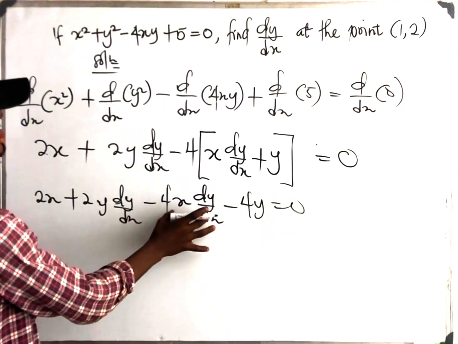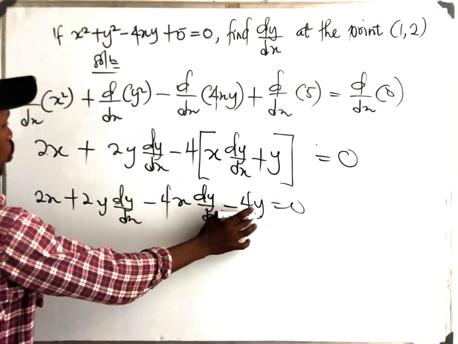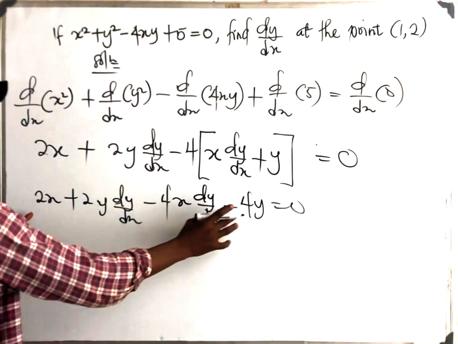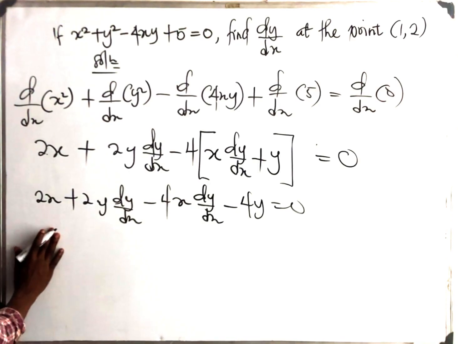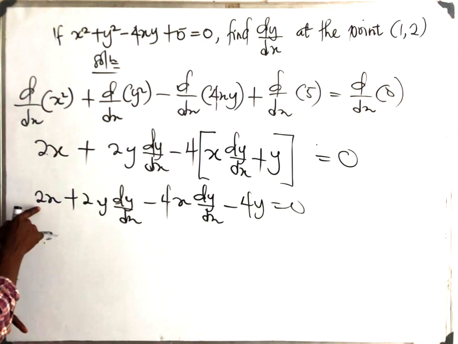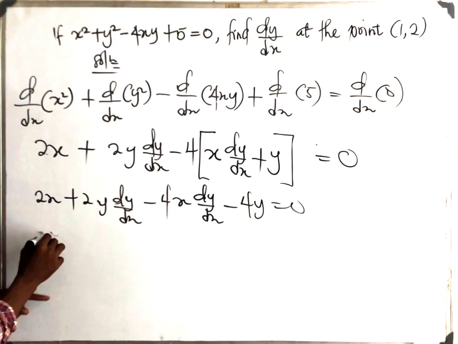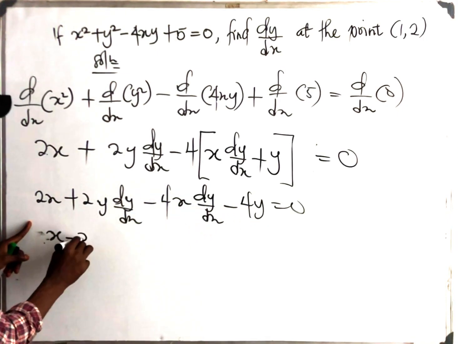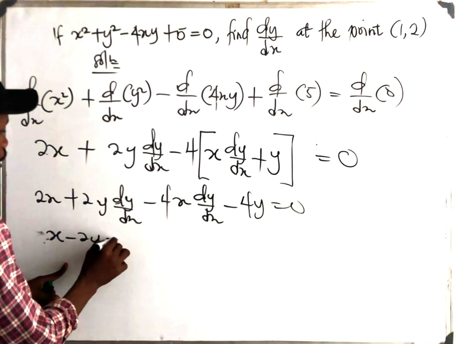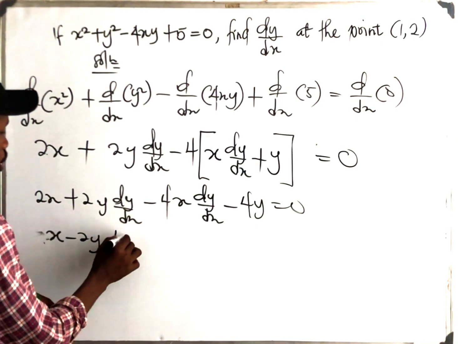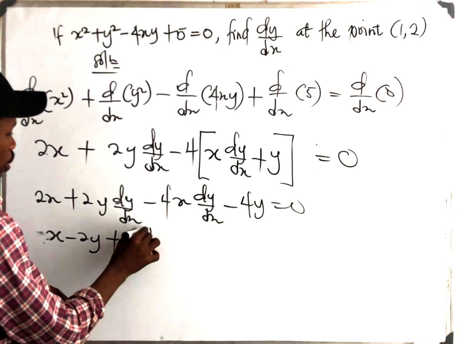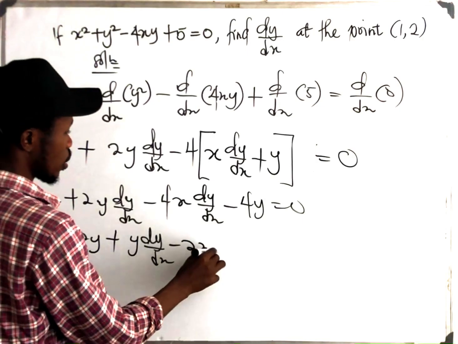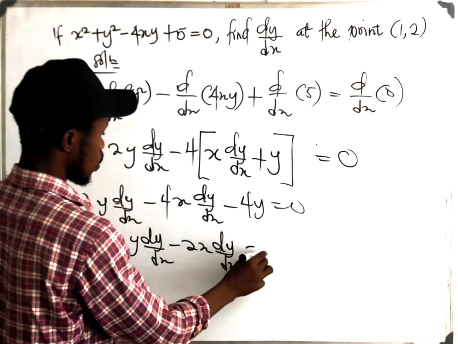So this and that, this is dy/dx, this is dy/dx. Let me bring this one together. Or let me multiply through by 2 by bringing this one together. So if I multiply through by 2, you will see that 2 divided by 2 is x, so I have x here. 2 divided by 4 is 2, so I have minus 2y here. Plus 2 divided by 2 is y, so I have y dy/dx here. 2 divided by this, that will be 2x dy/dx here equals 0.